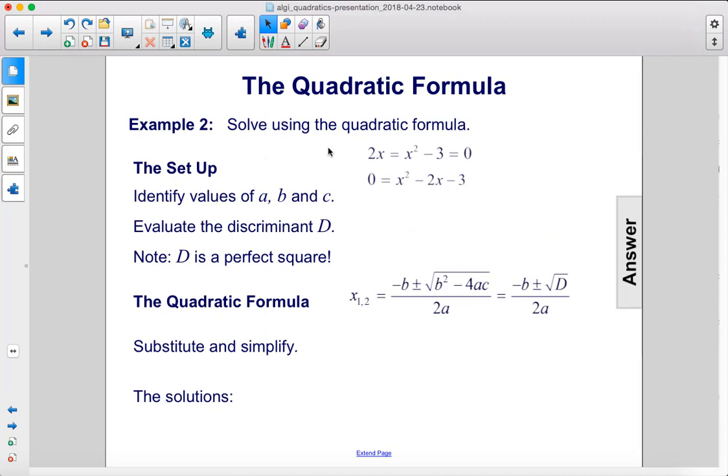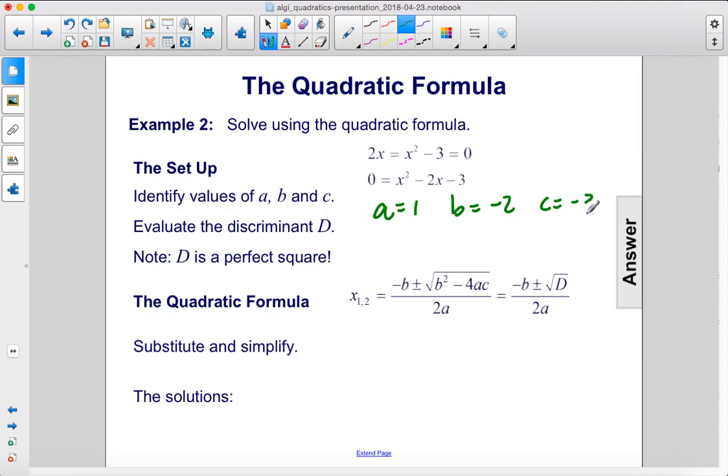Example 2. Solve using the quadratic formula. The setup. Alright, so we have 2x equals x squared minus 3 equals 0. So that's a strange way to write that. So we're going to put them all onto one side and set them equal to 0. Next, we're going to identify the values of a, b, and c. So a is 1, b is negative 2, and c is negative 3.